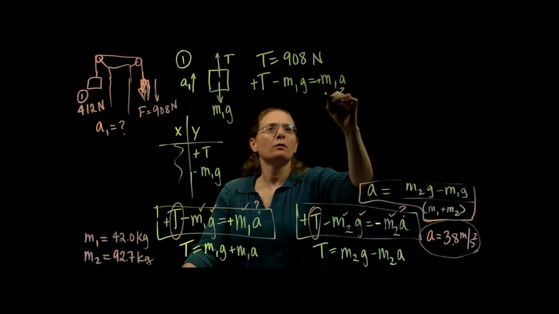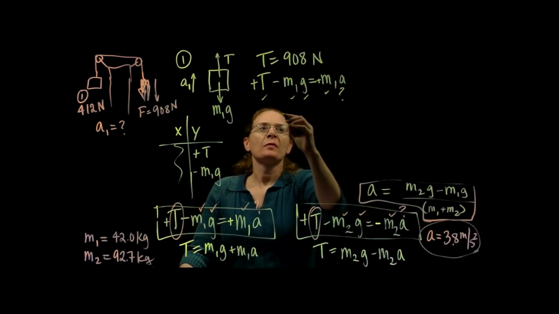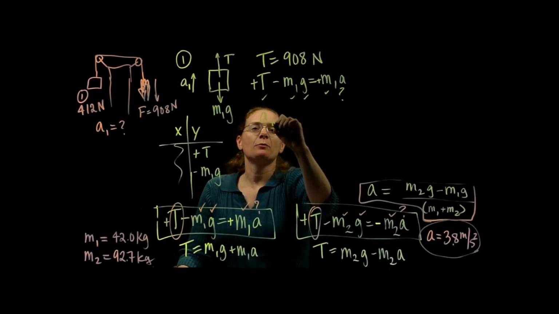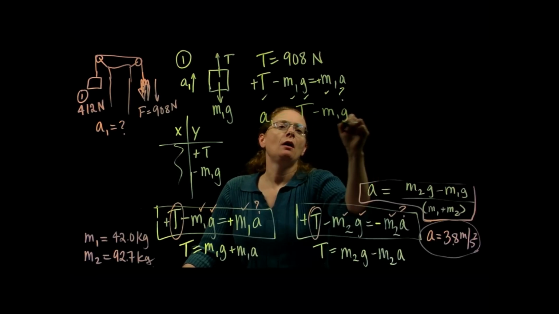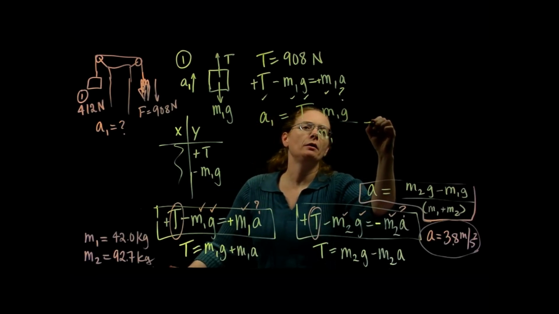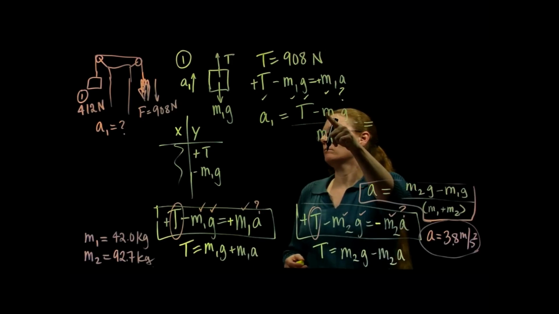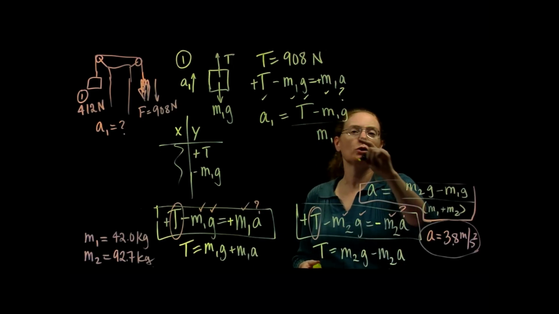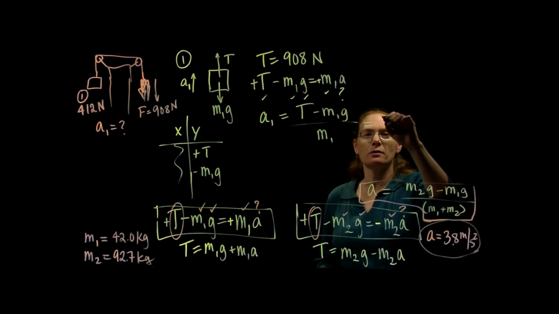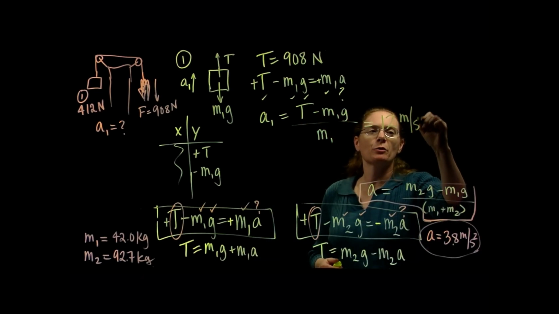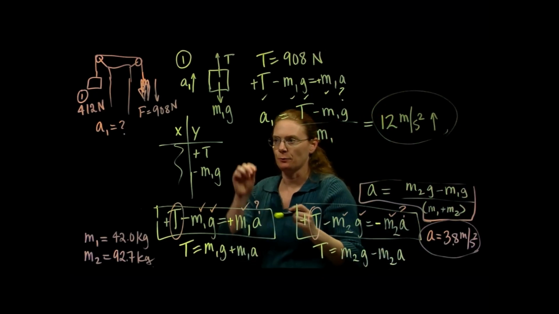I'm looking for that. I know that. This one's very easy. So solve this for the acceleration of block 1, and we get tension minus m1g all over m1. And if you do that math, 908 minus 412 divided by 42, you should get 11.8, so about 12 meters per second squared, upward. That's our answer for part 2.